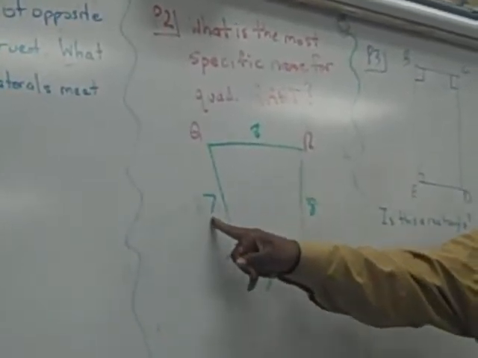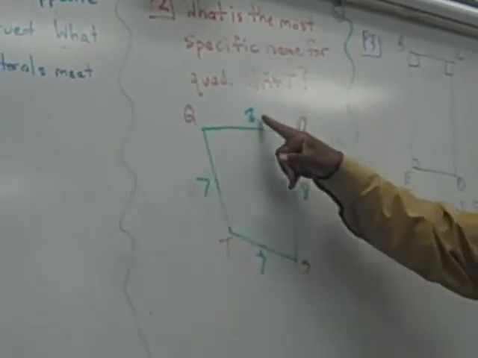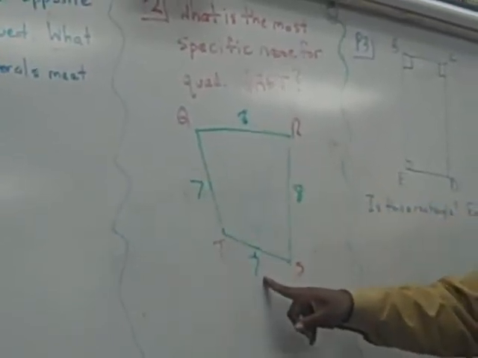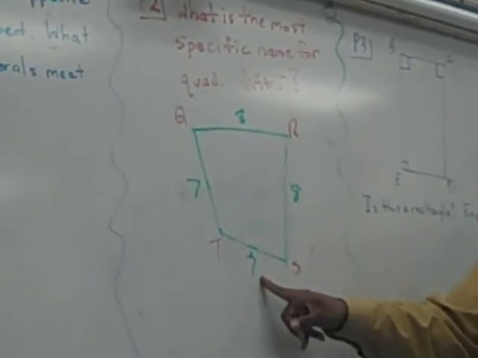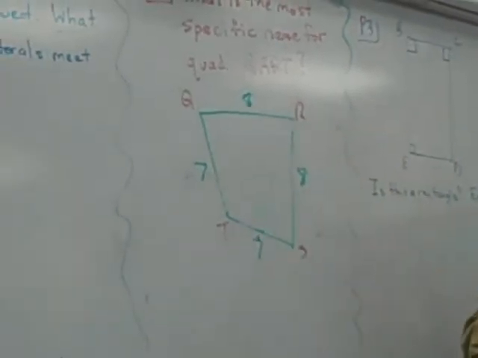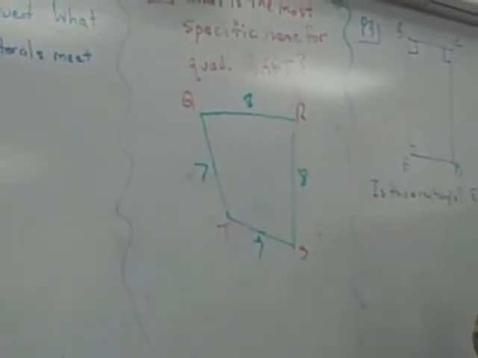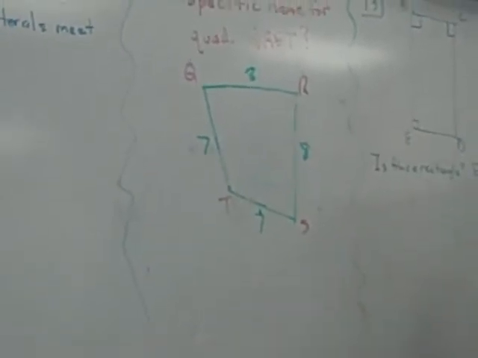We have 7 right here. We have 8 right there. Okay? Those aren't congruent. We have 8 right here. We have 7 right here. Those aren't congruent. Okay? So we already know that this is not a parallelogram because the opposite sides are not congruent. However, we can figure out that maybe it's just a quadrilateral, or it could be a trapezoid, or it could be a kite. All right?